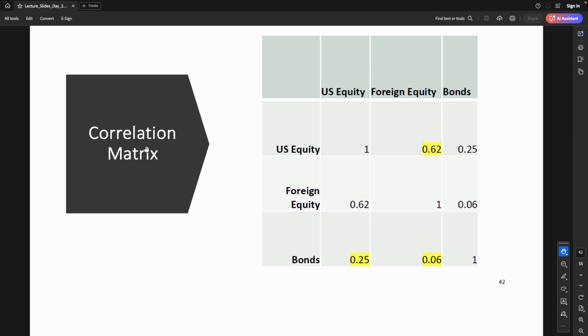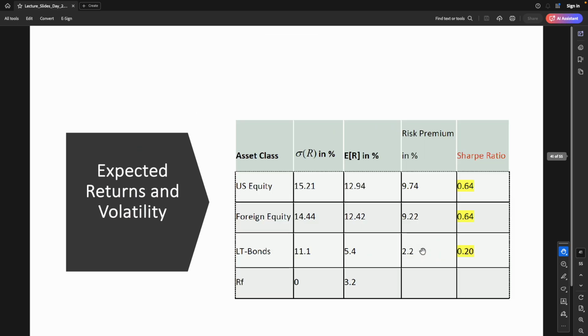And then we have the correlation matrix here. I also take it from the case. We see here US equity and foreign equity have a 0.62 correlation. And we see that the bonds have 0.25 with one equity and 0.06 with the other. So again, like in any data science thing, you have a black-boxy thing in the middle and you want to understand the data in order to understand how the data affects your output. And that's what I'm doing here with the yellow marks.